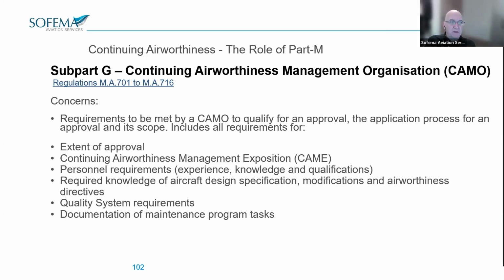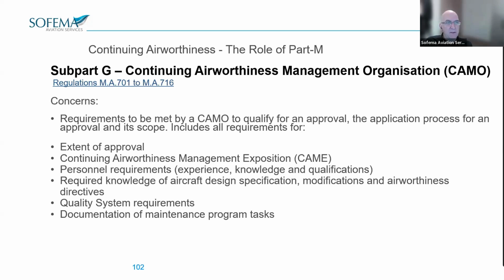Continuing Airworthiness Management Organisation, CAMO, is covered under Subpart G. The requirements to be met for an organisation to qualify as a CAMO include the extent of the approval, the requirements to develop a Continuous Airworthiness Management Exposition, or CAME. The CAME contains all of the details of the organisation's structure, personnel including nominated persons, continuing airworthiness procedures, the quality system, and the rules for contracted maintenance.